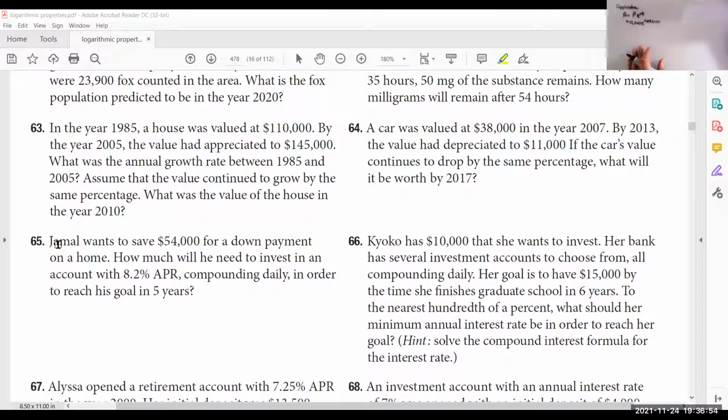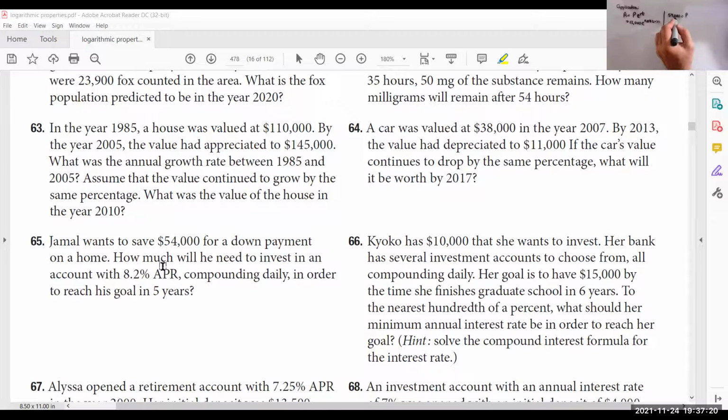Okay, so let's go ahead and look at this one, number 65. Jamal wants to save $54,000. So now his goal is 54,000. How much does he need to save now? So we're solving for P. Here it says compounding daily. Let me assume that it says compounded continuously, so I don't get you dizzy looking for the right problem.